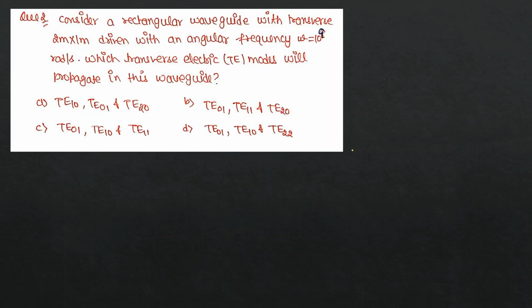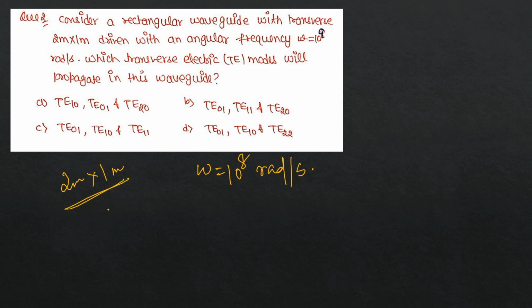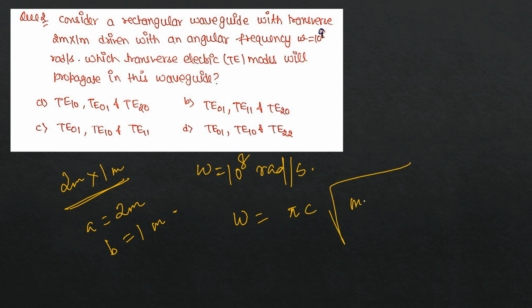All right. Next question. Next question is: consider a rectangular waveguide with transverse 2 meter into 1 meter driven with an angular frequency of omega is equal to 10 to the power 8 radian per second. Which transverse electric modes will propagate in this waveguide? All right, we have to check. This is 2 cross 1. That means A is given 2 meter, B is given 1 meter. Yes. So we know omega, what is the formula for omega? Pi c root over of (m by a) whole square plus (n by b) whole square.